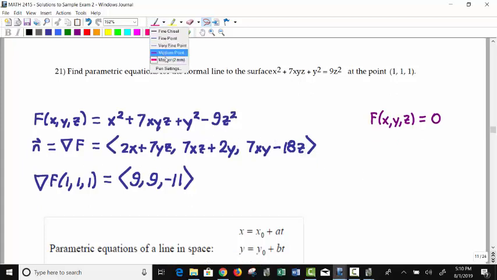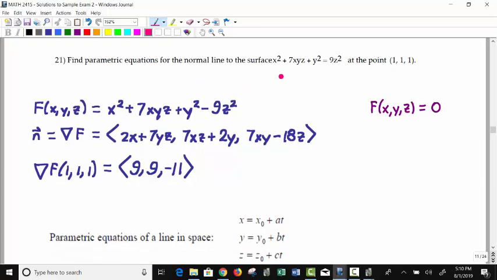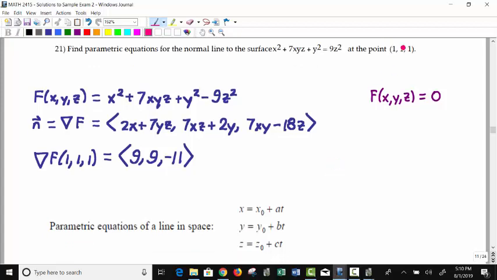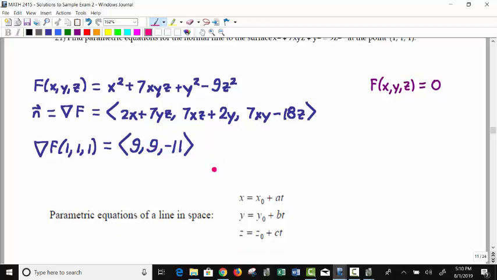So the gradient's going to be 2x plus 7yz, 7xz plus 2y. Once again, you move this term over and make it negative, so negative 9z squared. That way it's in implicit form. So it gives me 7xy minus 18z. Put in 1, 1, 1, 9, 9, negative 11. So that's your ABC, your direction vector for that normal line.